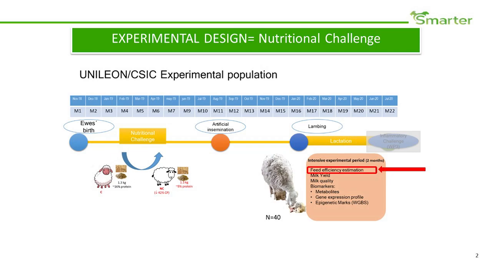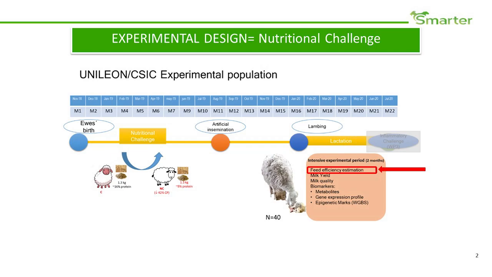nutritional diet, the normal animals, and the other had a challenge with a reduction of around 45% less protein. Then there is a nutritional challenge in this case. Once this challenge, around 2 months and a half, I think, was over, the animals were merged again, and they continued with a normal diet and followed the normal management procedures in a commercial farm in Spain, with artificial insemination and the lambing.